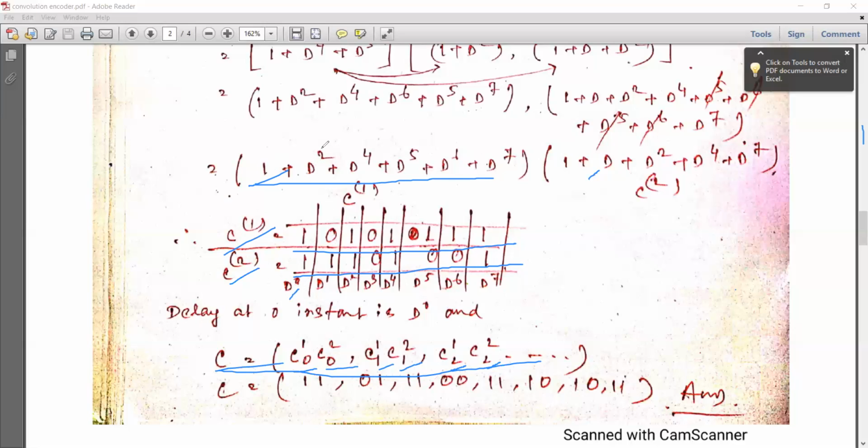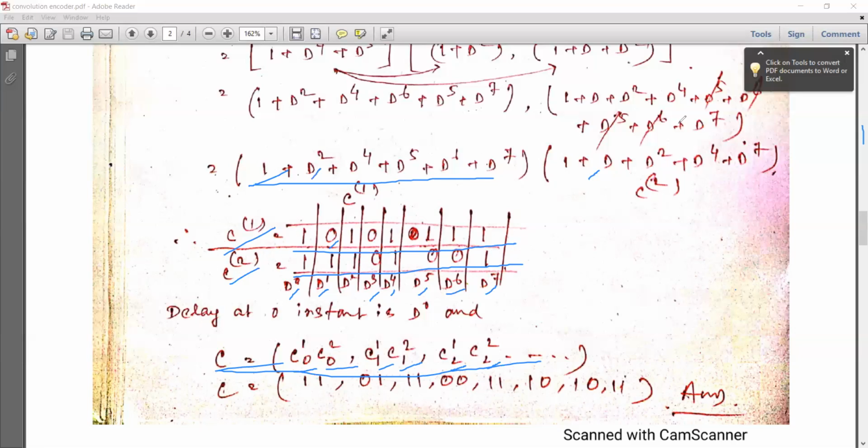That means the d to the power 1 term is missing for C1, so that's why this is 0. Then the d2 coefficient is 1. And again d3 is missing, so that's why this is 0. d4 is present, 1. d5 is present, d6 is present, and d7 is also present. So the coefficients of the rest of these are basically 1.